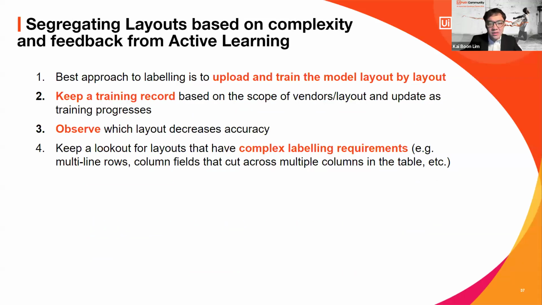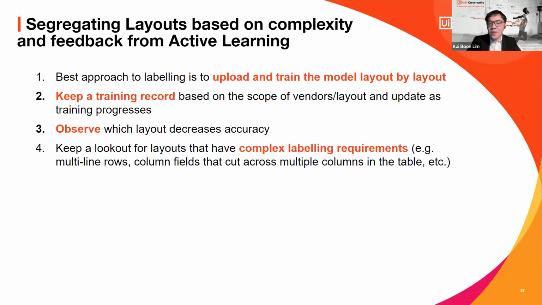So what I mean by segregating layouts based on complexity: if you recall, when I was going through the build best practices, what I recommended was to always prefix your documents with the layout version and the vendor name. As you are labeling your documents, ideally go down your list of scoped vendors, keep a training record, and observe which layout decreases accuracy. Again, it may not be pertinent to all use cases. It really depends on the complexity of your use case. But for me, in particular, I've been dealing with quite complex layouts, and this is what I've observed.